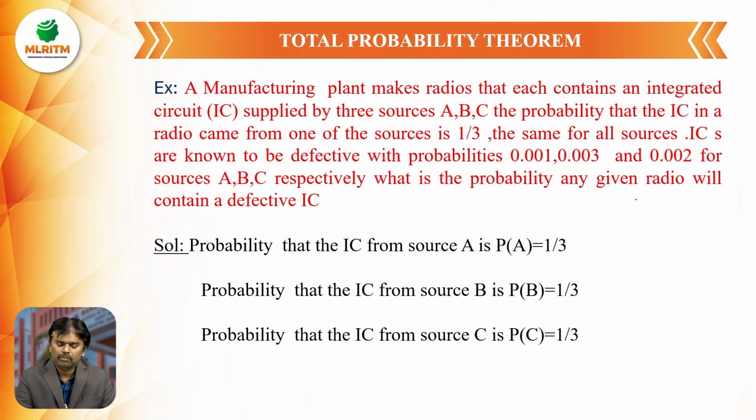Now I will discuss an example based on the total probability theorem. In this problem, I am having an IC manufacturing plant. Three sources A, B, C manufacture the ICs, and each IC is manufactured by a different source. The defective IC probabilities are also given: 0.001, 0.002, 0.003. So what is the probability that any given radio will contain a defective IC? I have to find the total probability of a defective IC that is manufactured by any one of the sources, that is A, B, C.